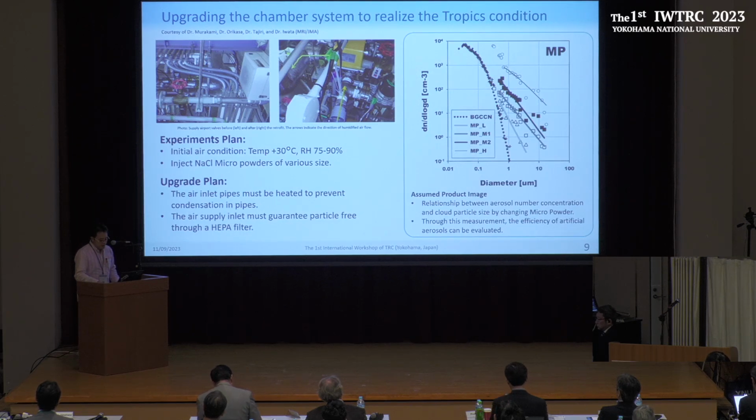We found the right-hand side image. This shows the relationship between the aerosol number concentration and the cloud particle size by changing the artificial aerosol size or numbers. So I think through this measurement, the efficiency of the artificial aerosol can be evaluated in the near future.